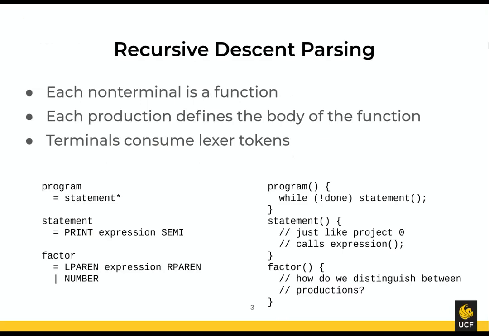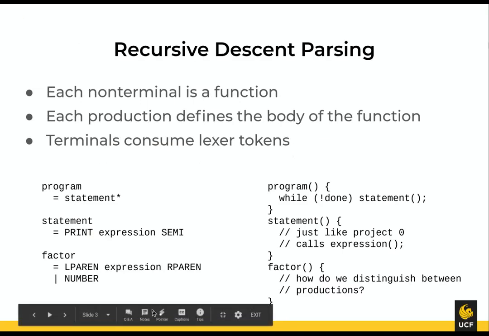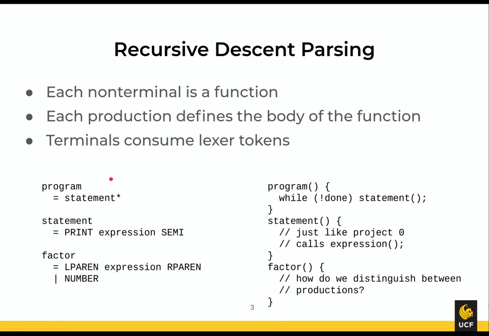Okay, so the core of any recursive descent parser is to treat every non-terminal as a function in your parser, and then the production defines the body of that parsing function. So for instance, the program non-terminal consists of 0 or more statements. So the way we translate that into code is we have one parsing function called program, and just like with implementing a lexer or regular expressions, we just turn that into a while loop that repeatedly reads in a statement.